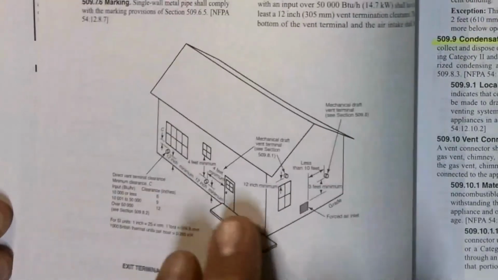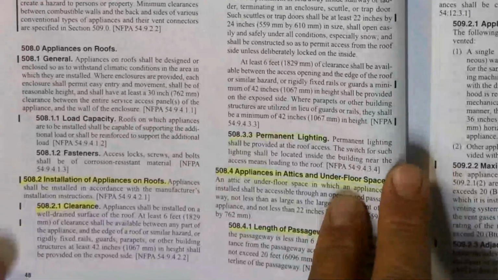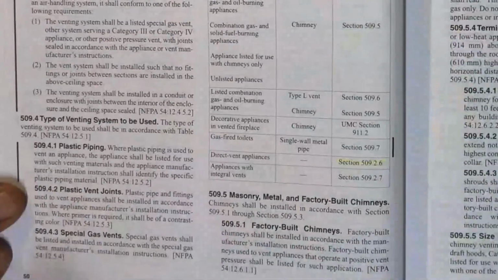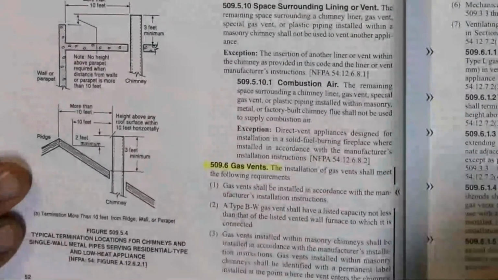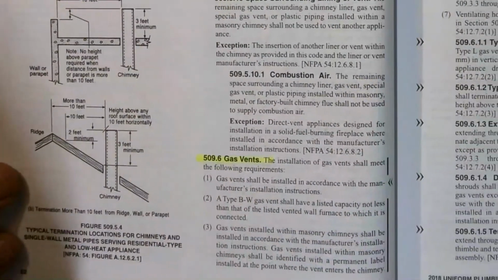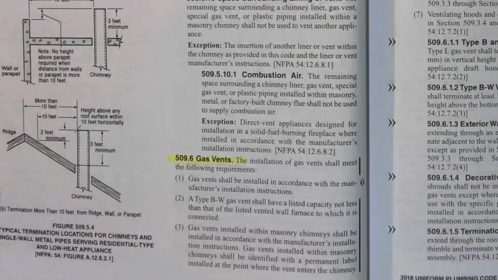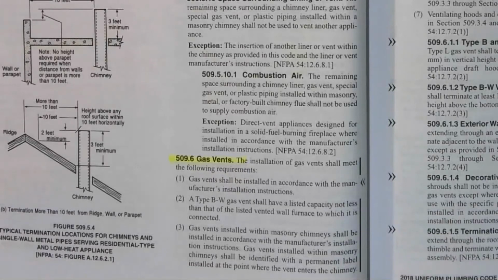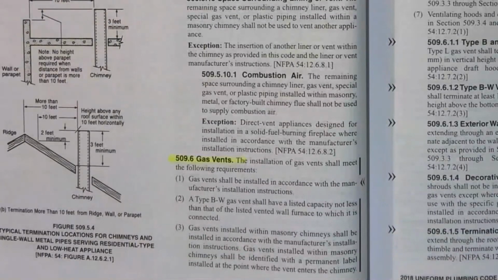We're going to go and kick all the way back here and go back to where we were before. And that was, I believe, here. Gas vents. The installation of gas vents shall meet the following requirements. Gas vents shall be installed in accordance with the manufacturer's installation instructions, always. A type BW gas vent shall have a listed capacity not less than that of the listed vented wall furnace to which it is connected.